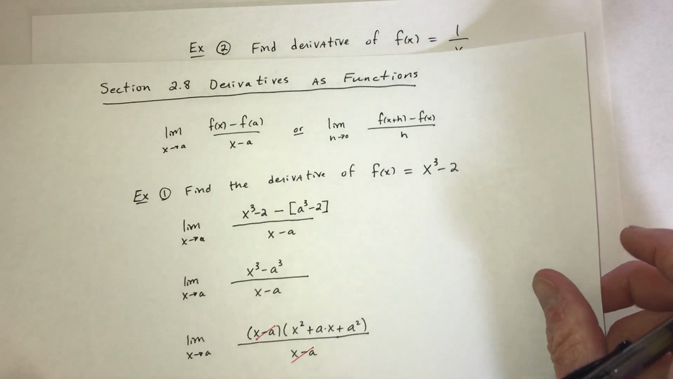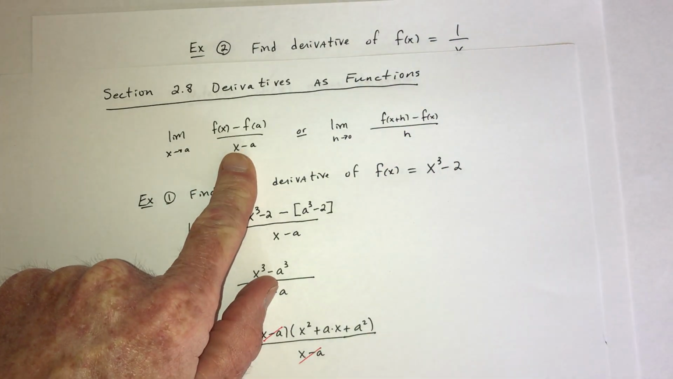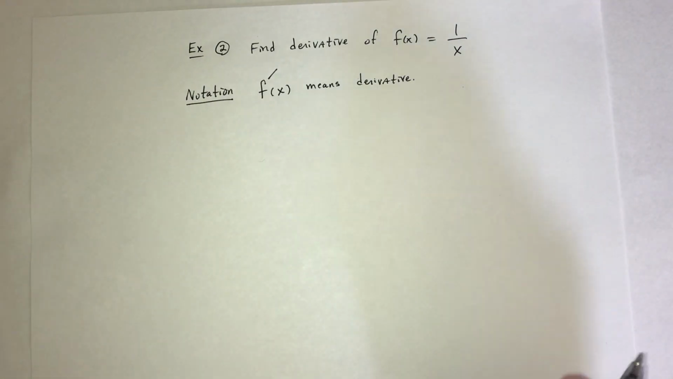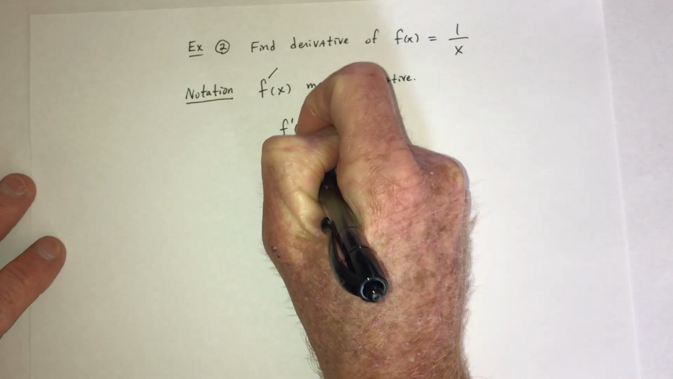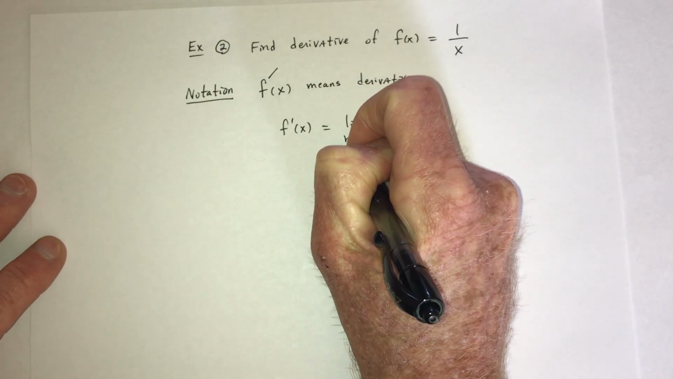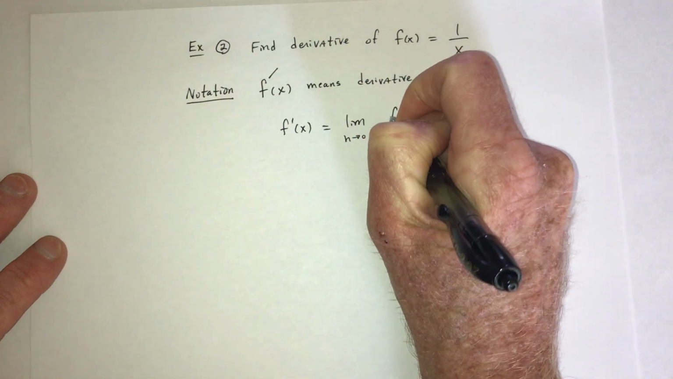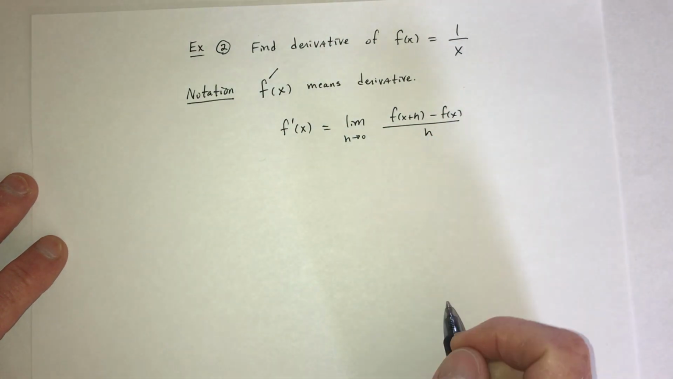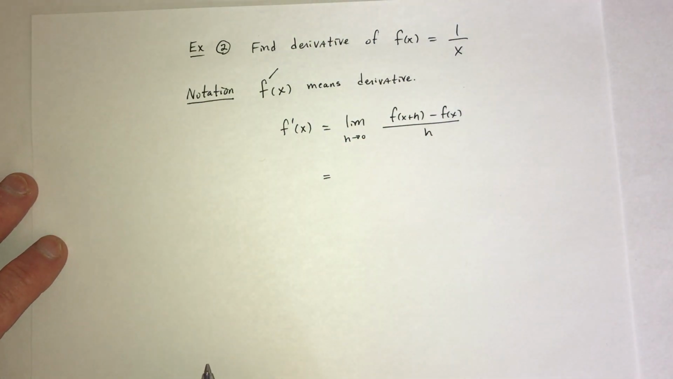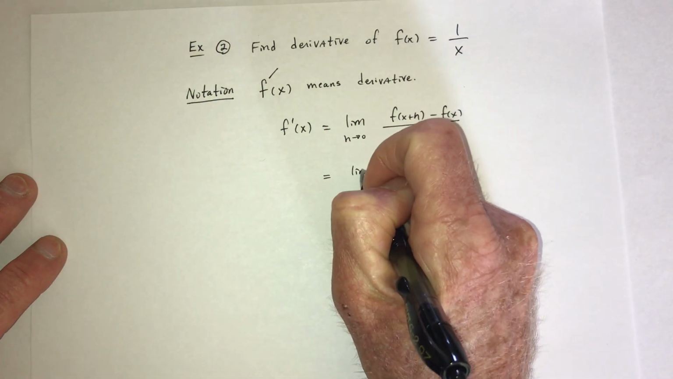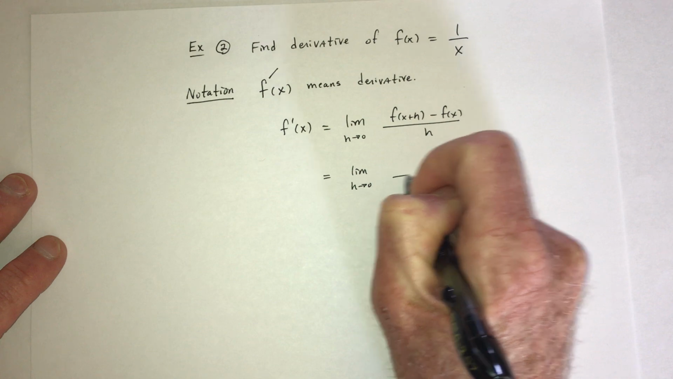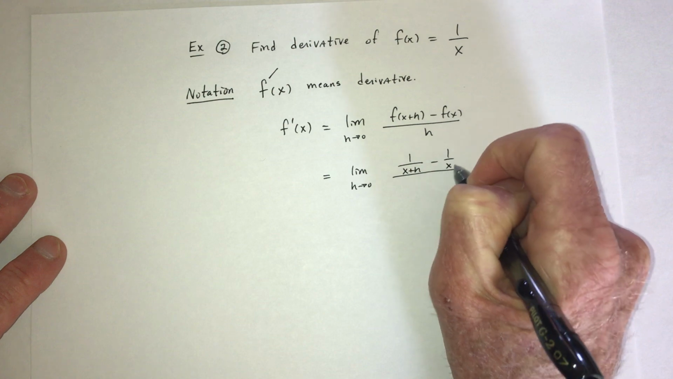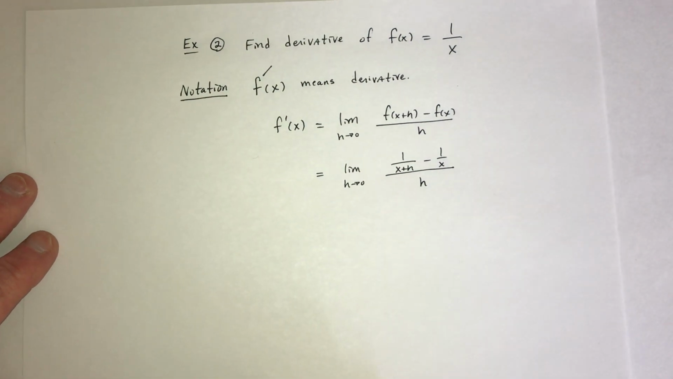So as I mentioned before, we've got these two definitions. Last time I used this one, so now we'll use this one. So f prime of x equals the limit as h approaches 0 of f of x plus h minus f of x over h. That's the general definition. In this case, it's going to be the limit as h approaches 0, 1 over x plus h minus 1 over x, and then it's still divided by h.